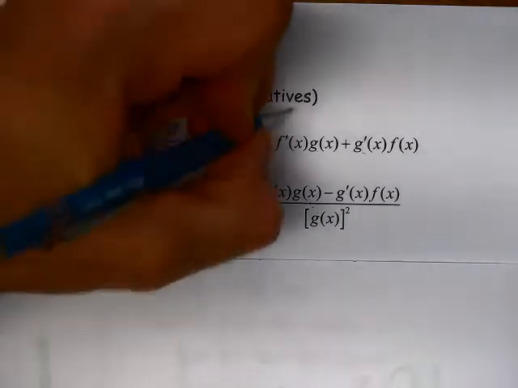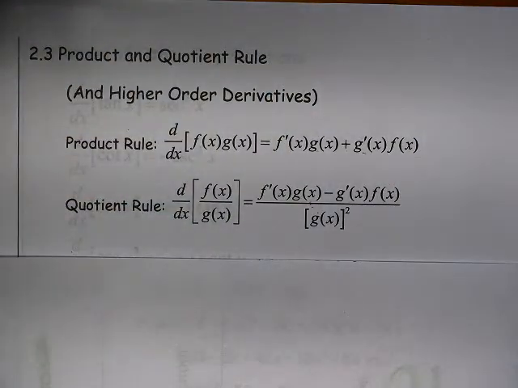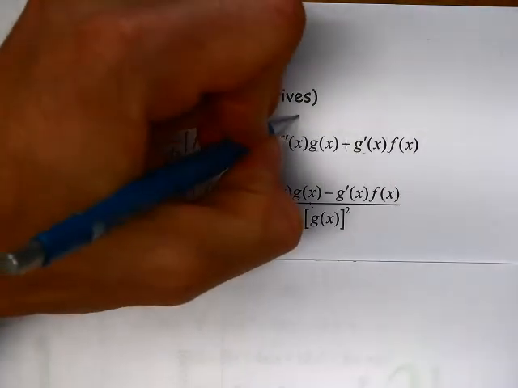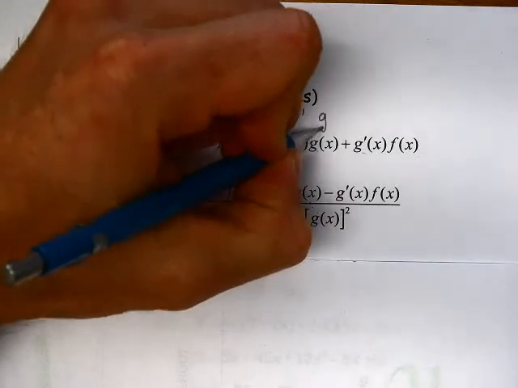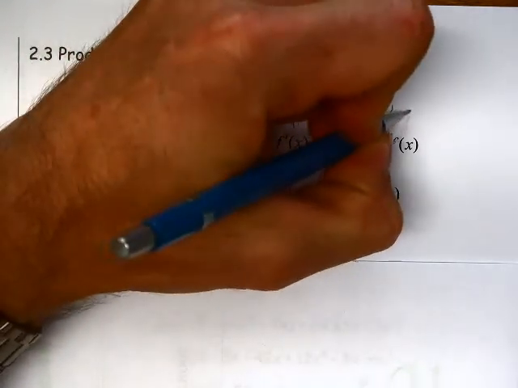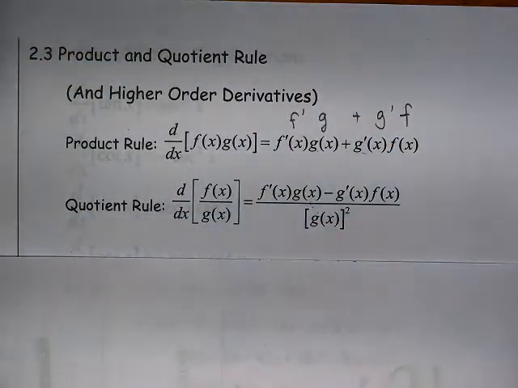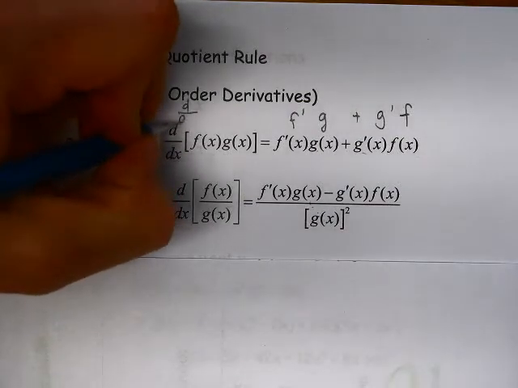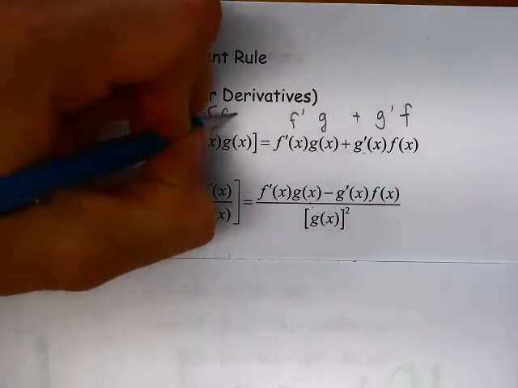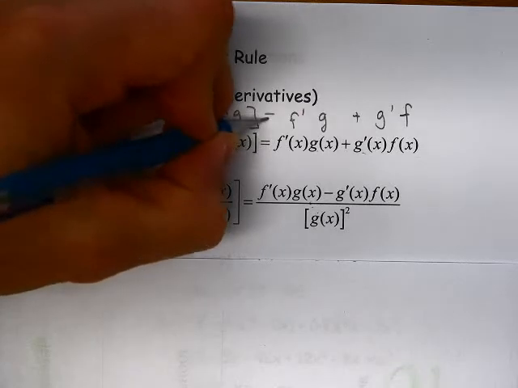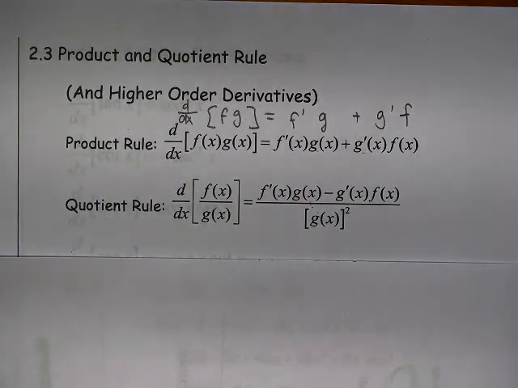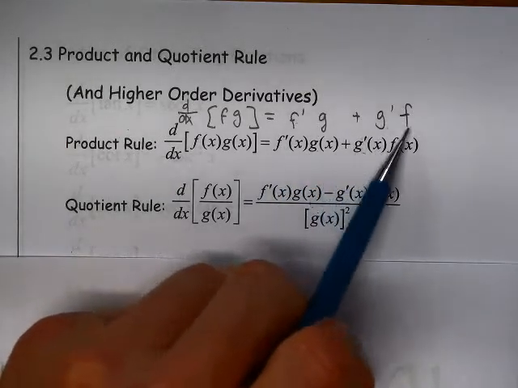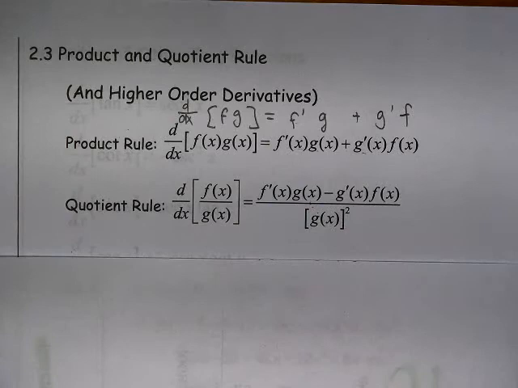I like to shorten this up a little bit to help me remember it, and I think of it as f prime g plus g prime f when I'm talking about the derivative of f times g. That notation isn't entirely accurate, but it's a lot easier for me to remember just f prime g plus g prime f rather than have all the f of x's and g of x's in there.